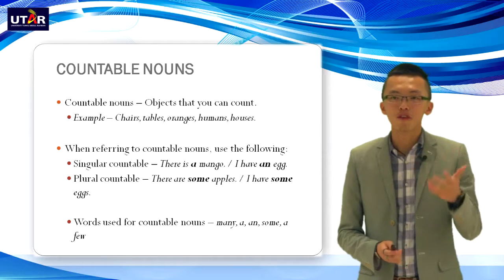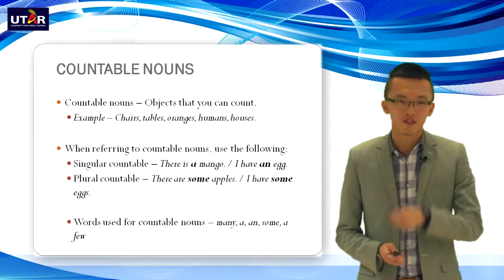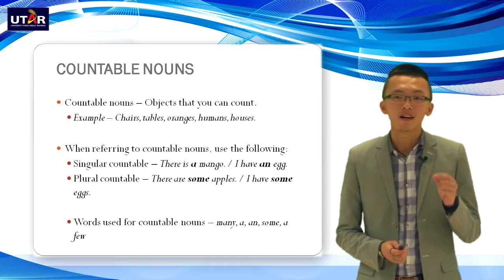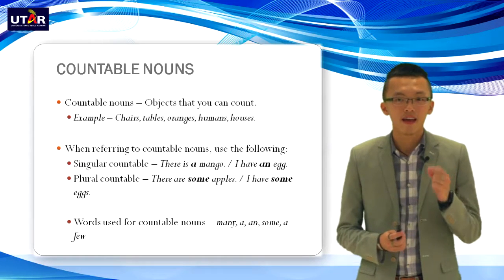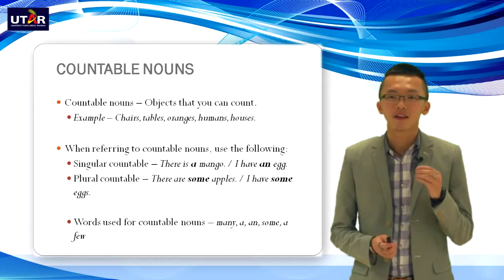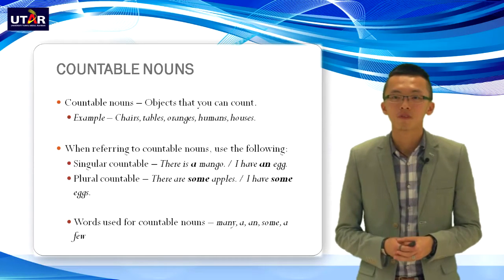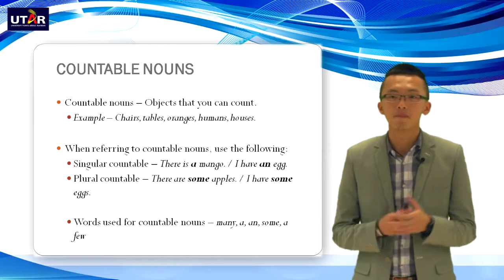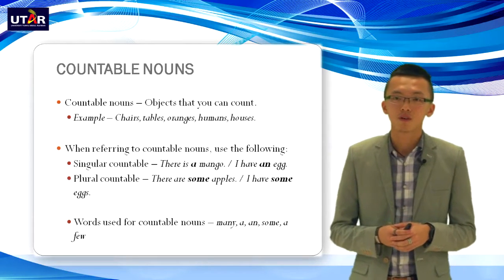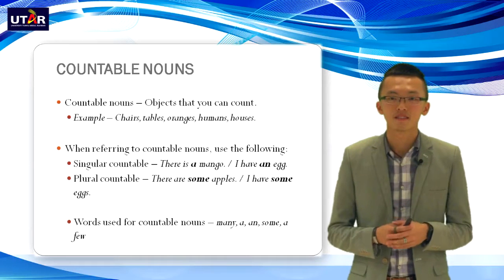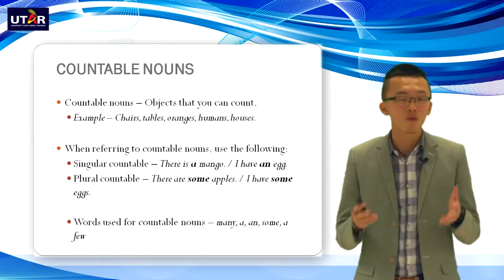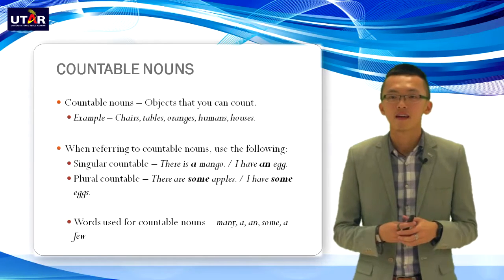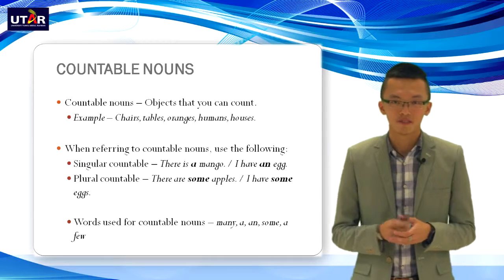Now, when referring to countable nouns, use the following. For singular countable nouns, use a or an. There is an egg or there is an orange. Number 2, for plural countable nouns, use some. There are some apples, or I have some eggs. Now, other words used to refer to countable nouns are such as many, and etc.